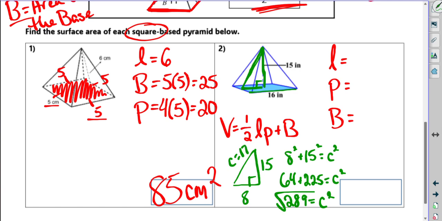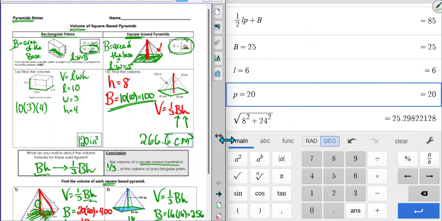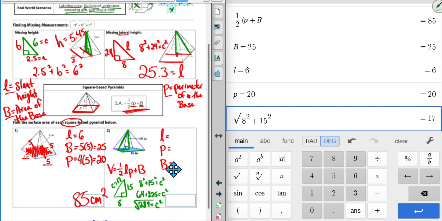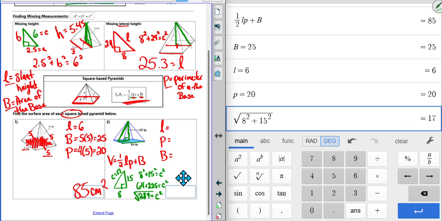So we could do that in Desmos. Actually, we already have it completely set up for Desmos. Actually, I think that was still 8. That changed to 15. This is really just showing what I did before to find out that C is 17. So that's C in the triangle, and really it's L in the pyramid.